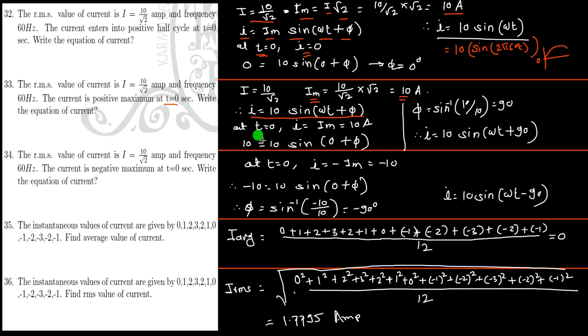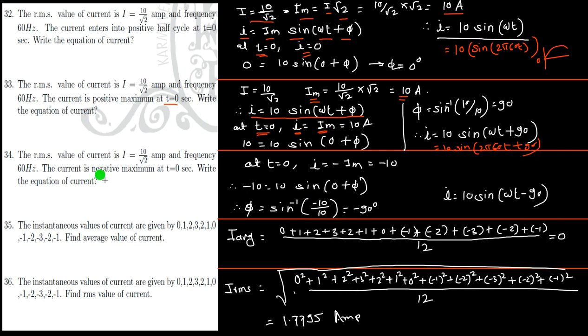But here the condition is given that at time t = 0, the current is at the maximum value. So the instantaneous current is equal to Im, that is 10. So i = 10 sin(ωt + φ), and at t = 0 this reduces to 10 sin φ. From this you will get the value of φ as sin⁻¹(10/10), that is 90°. Hence the equation of the current is 10 sin(ωt + 90°), or you can say it is 10 sin(2π·60t + 90°), as the frequency is given as 60 hertz.